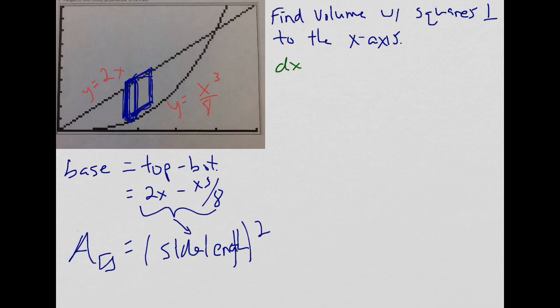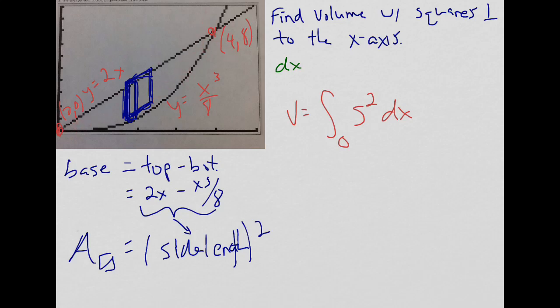What I want to do to find the volume is add up all of those side lengths squared over dx from this spot to this spot. I think it's pretty clear that this is 0, 0. If you set these two equations equal, you get that this is 4, 8. So since I'm going dx's, I start at 0, which is this, and I'm going to go all the way out to here, adding up all these little square areas.